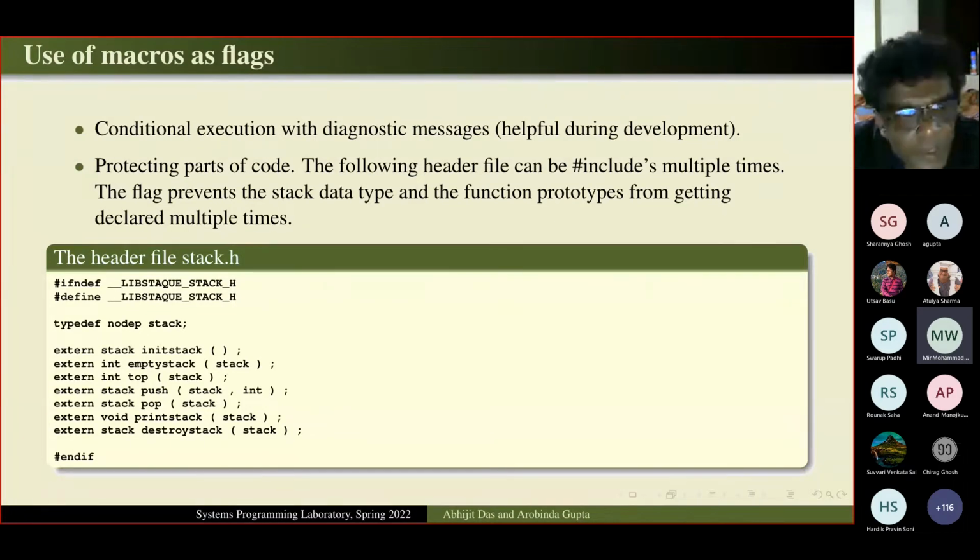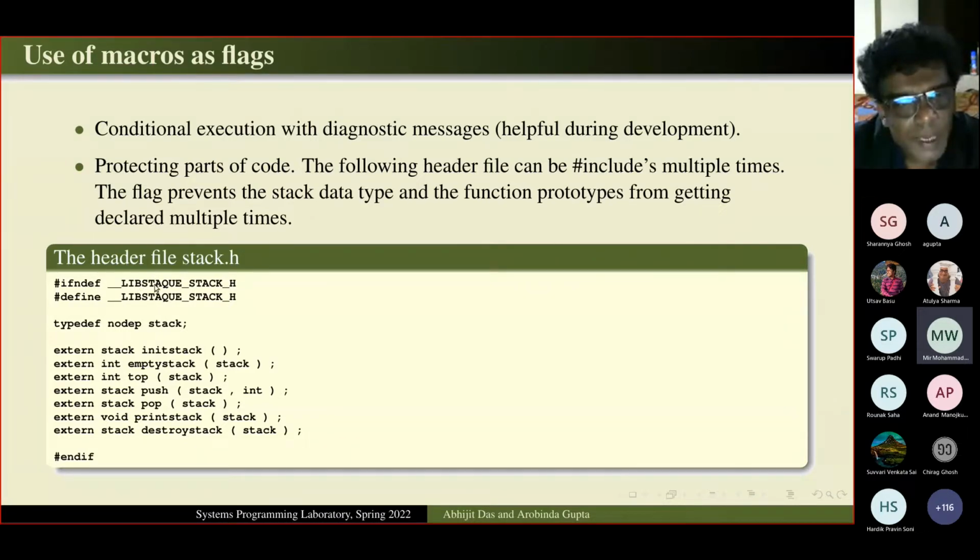Now, if these two things are defined twice, the compiler will say that node P, a stack, is defined twice. These two definitions are basically the same, but it will complain that this is defined twice, and the compiler will refuse to work further. You want to define stack, do it once and only once. Not more than once, not less than once, exactly once. And this is how, using macros as flags, this can be guaranteed.